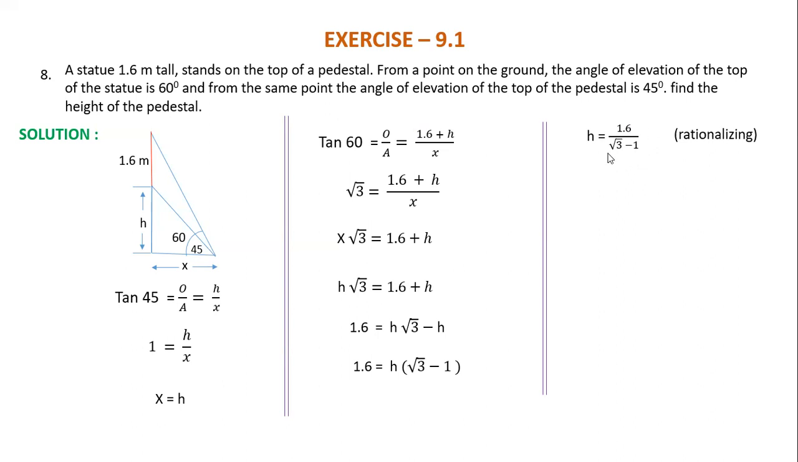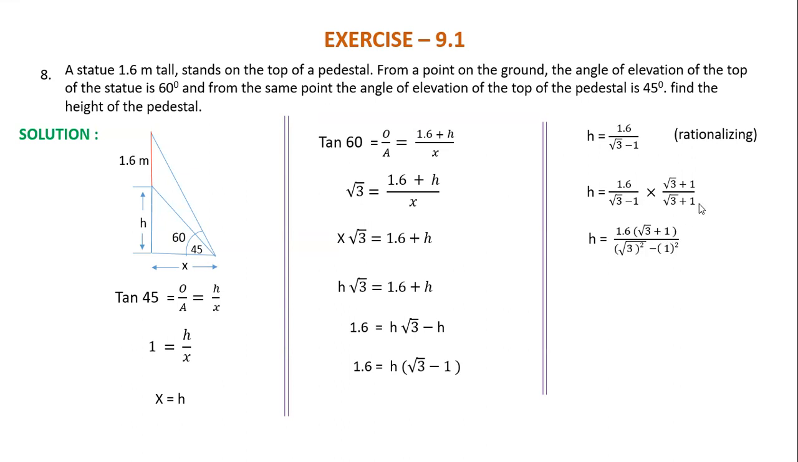Let's rationalize this. So h will be 1.6 over root 3 minus 1, into root 3 plus 1 over root 3 plus 1. Rationalizing means writing the two terms with the opposite sign. Whatever you are writing in the denominator, write it in the numerator also. So it becomes 1.6 into root 3 plus 1.